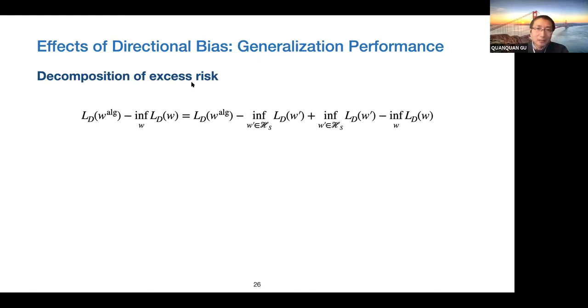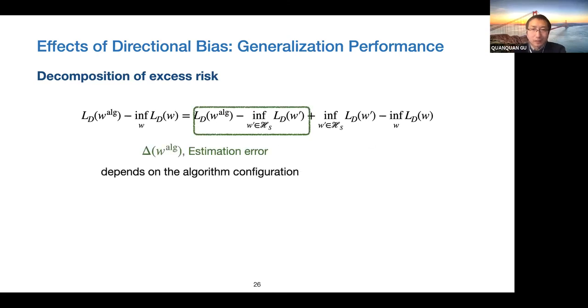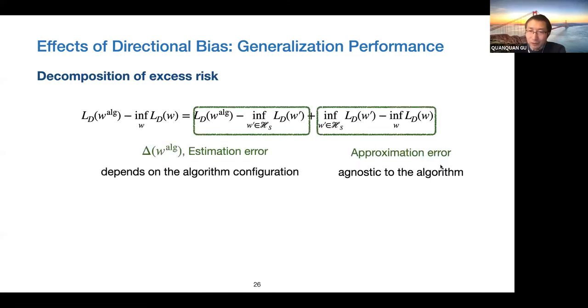So we just do excess risk decomposition. We decompose the risk as the estimation error and the approximation error. The approximation error is agnostic to the algorithm, so we just leave it there. The estimation error is more interesting, and we will show how the estimation error differs for GD and SGD with moderate learning rate.